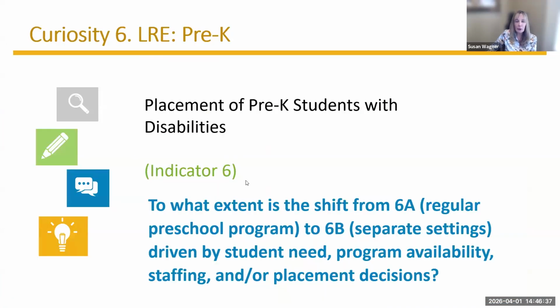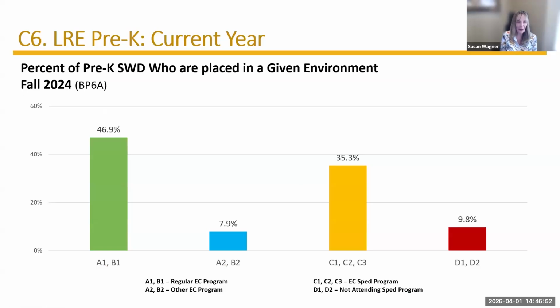All right. For pre-K LRE, I'm going to talk about it, but we're not going to do the whiteboard activity in the interest of time, but I just wanted to present some data to you. It's not that we think our pre-K kids don't deserve the same amount of attention, but we are short on time. So this is the slide on the percent of pre-K students with disabilities who are placed in a given environment. And so A1, B1, that's the indicator 6A rate. So they're attending a regular early childhood program and receiving their services in that regular early childhood program.